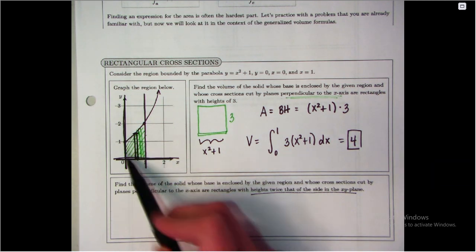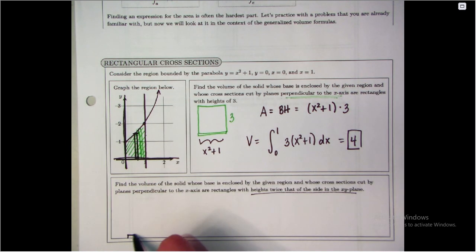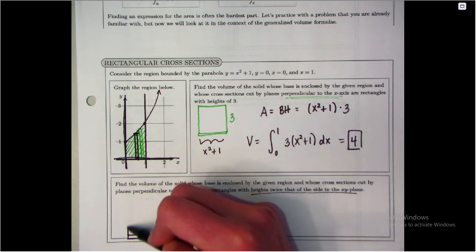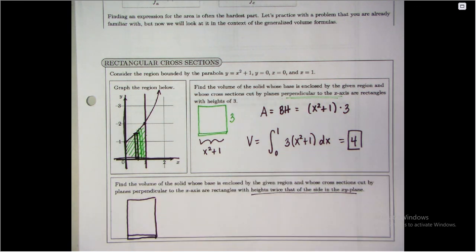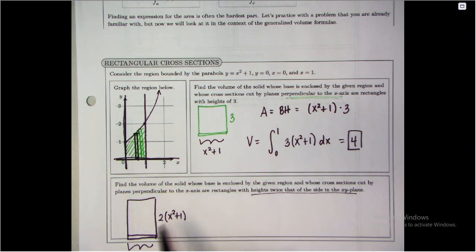So the image would be exactly the same, and I would still think about picking up each of those individual rectangles traced out here in black now and setting them down again. And from that rectangular base, that rectangular strip from my Riemann sums, I'm building a rectangle. That length would still be x squared plus 1, dependent upon the quadratic, but its height is no longer a constant of 3. Its height is twice that of the side that lies in the xy plane. So 2 times x squared plus 1, right? The height is twice the base.